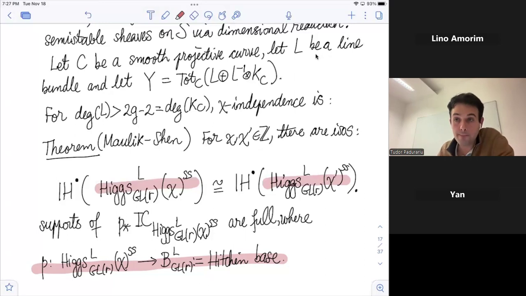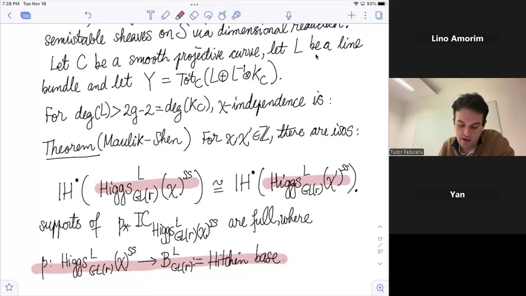Your L has a degree bigger than... so it should be some kind of a twisted version. Are they Jacobians or are they twisted Jacobians? No, they are still Jacobians. There is still probably a spectral correspondence. Yeah, they are still Jacobians.